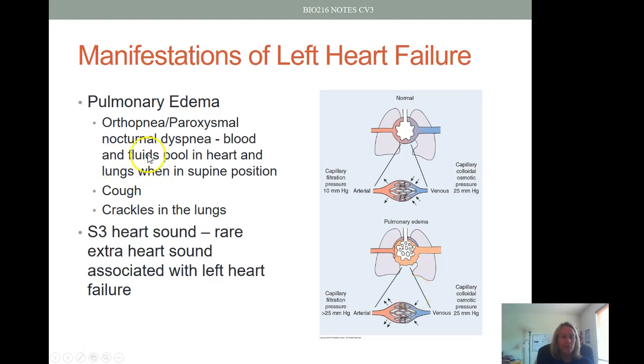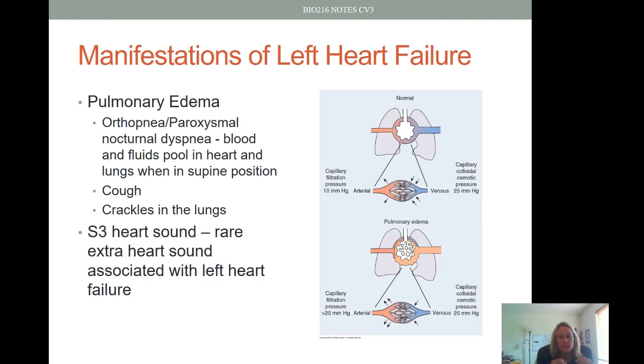This can lead to orthopnea, which is a positional shortness of breath, and also paroxysmal nocturnal dyspnea. This is a sudden shortness of breath, so you wake up suddenly feeling like you can't breathe because blood and fluids pool in the heart and the lungs in the supine position. So sleeping maybe partly upright with pillows behind your back to help prevent that can be helpful.